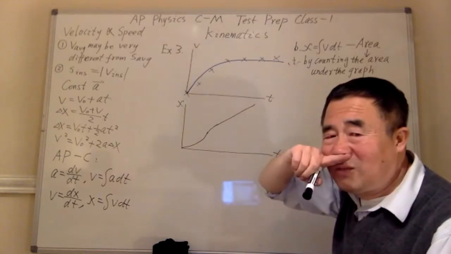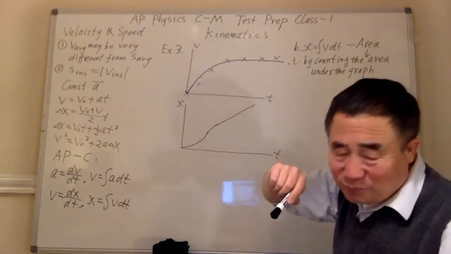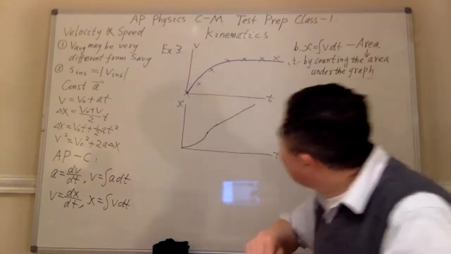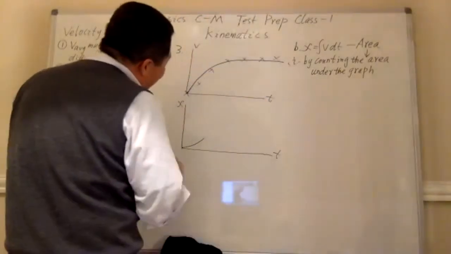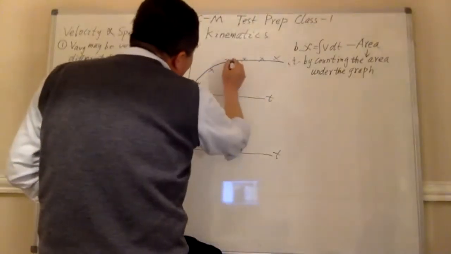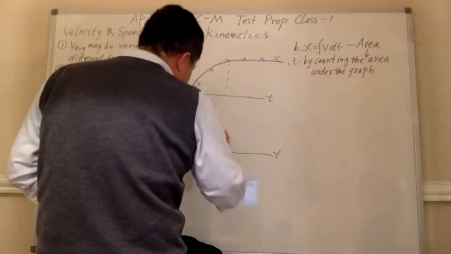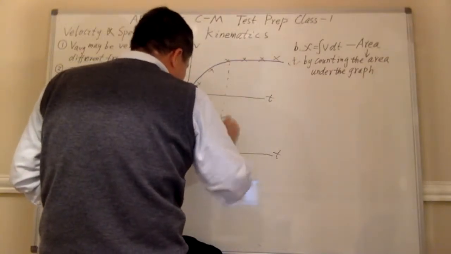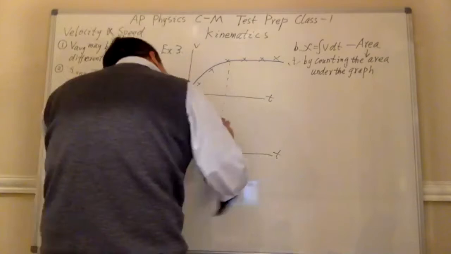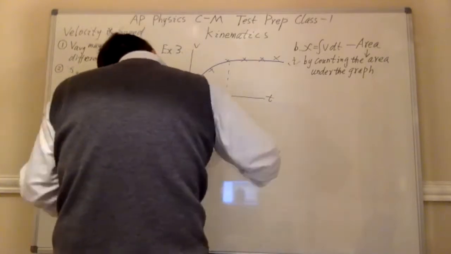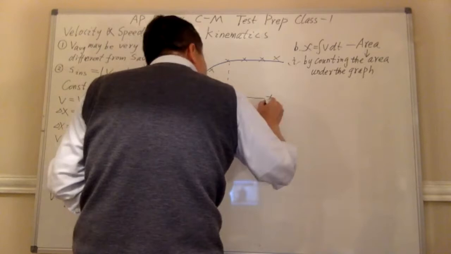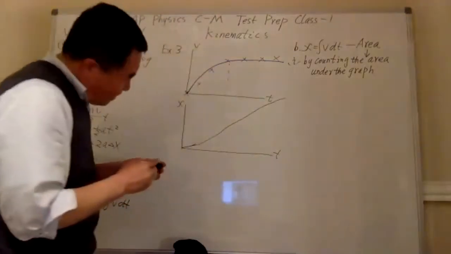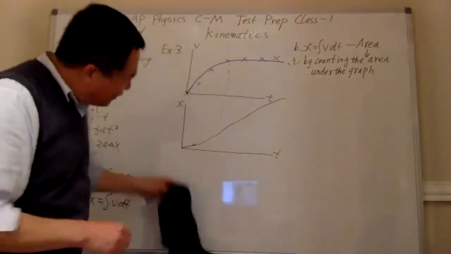Okay, then what do we do? We need to make a good curve. What does a good curve mean?